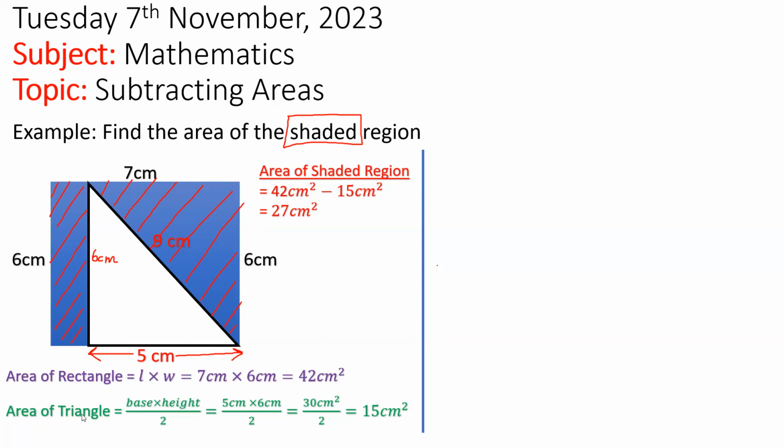Now we have to find the area of the triangle, which is base times height divided by 2. And we figured out that 5 centimeters times 6 centimeters would be the base and height of the triangle. And then we multiply 5 by 6, which gives us 30 centimeters squared divided by 2, which gives us 15 centimeters squared. And then we figured out the area of the shaded region by subtracting 15 centimeters squared from 42, which gives us our shaded region, 27 centimeters squared.